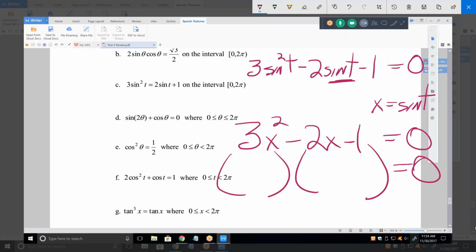X minus... Hold on, don't do it in one step like that. Do it the way I taught you. You split up the x squareds first. Okay, so x. No, x times x does not equal 3x squared.